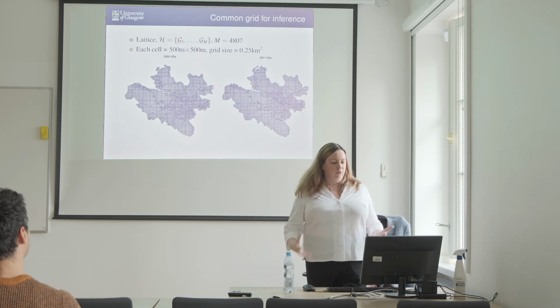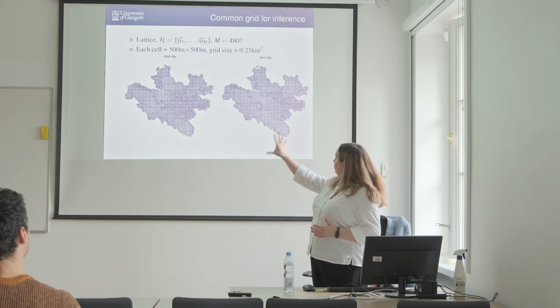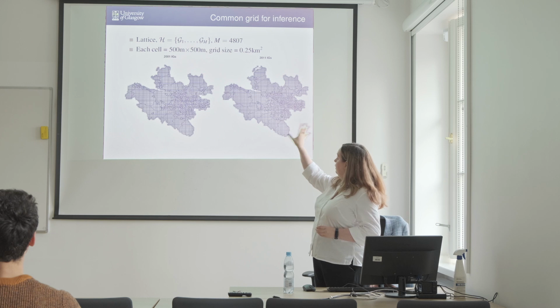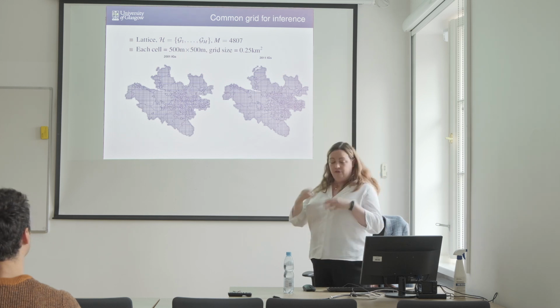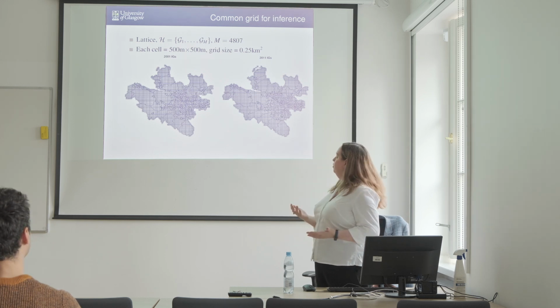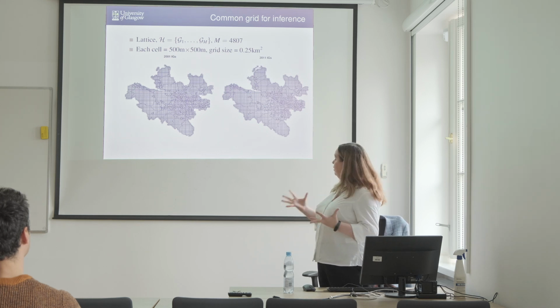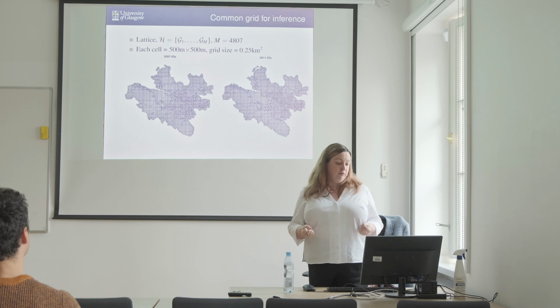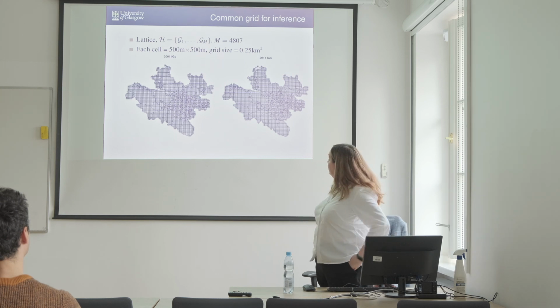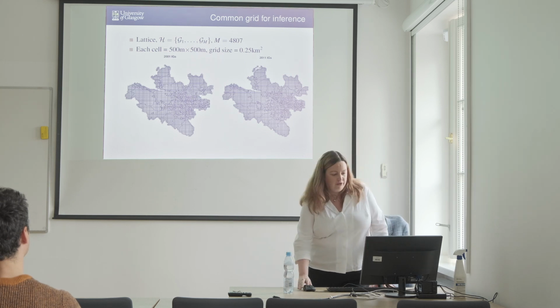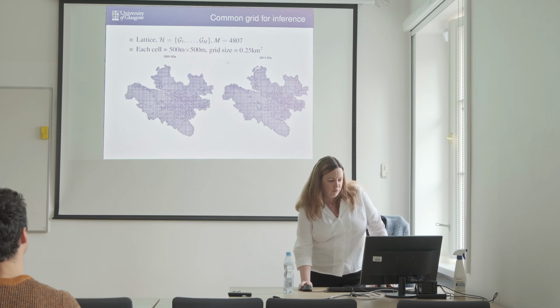So how we started out was with this grid. We took our region of Glasgow, we put this grid on top of it. Each of these grid cells is reasonably small. It's half a kilometre times half a kilometre, so a quarter kilometre squared. So, a fairly high spatial resolution. There are 4,807 of them, and obviously they don't change when you go from 2001 to 2011.